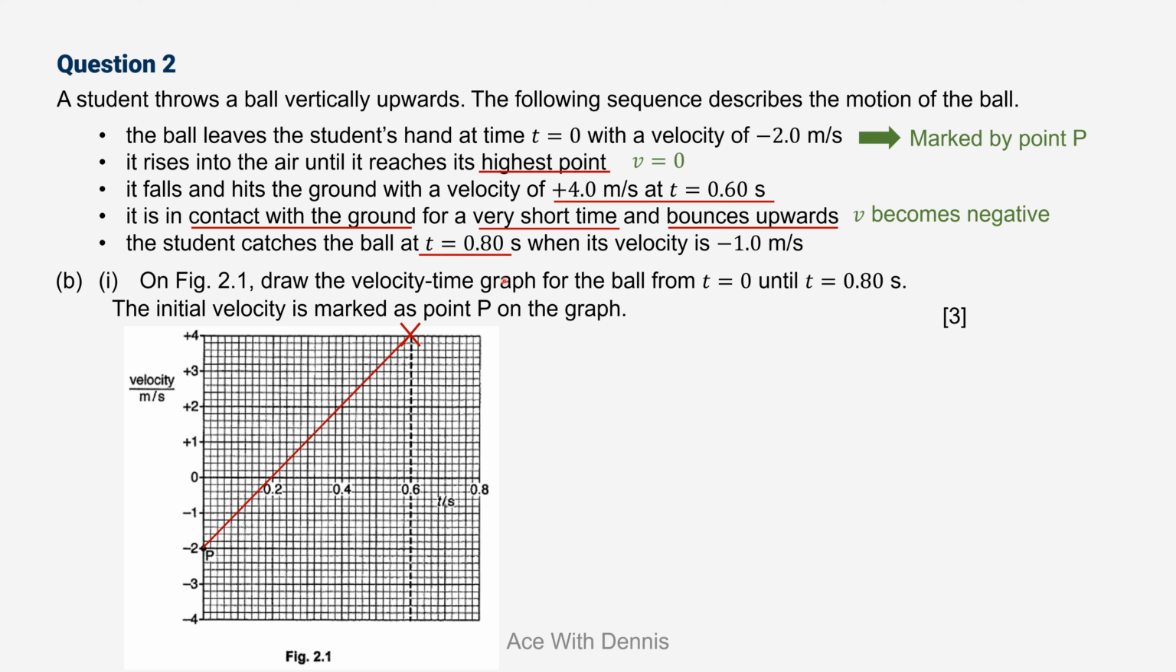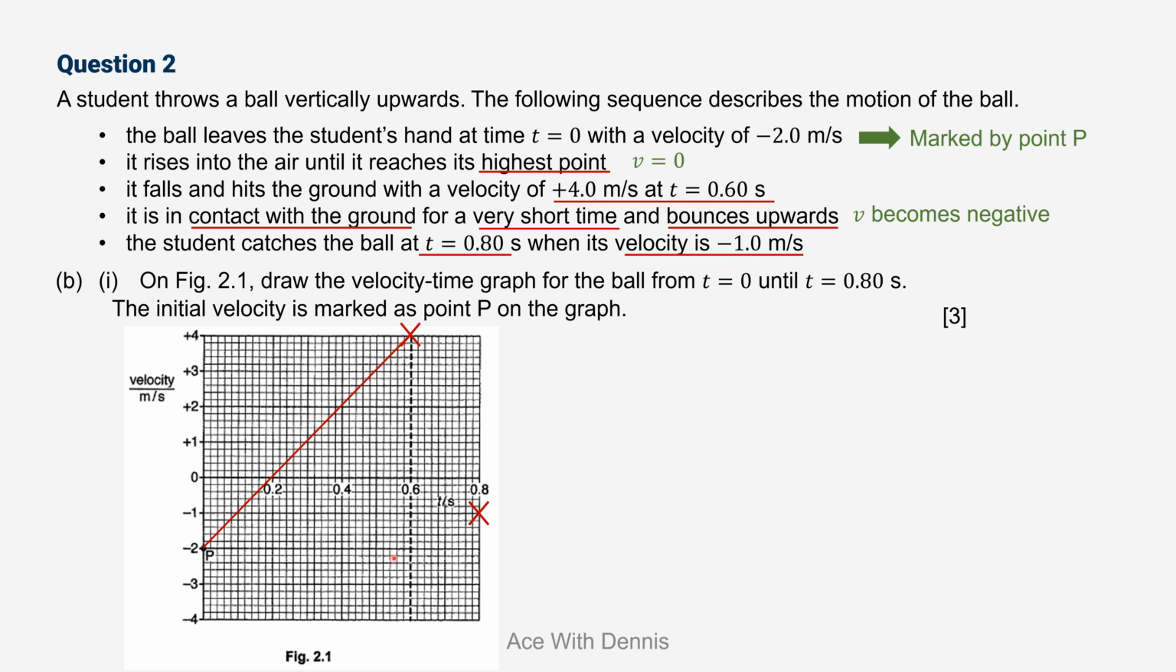Now move on to the next point. The student catches the ball at t equals 0.8 seconds when the velocity is negative 1.0 meters per second. Based on this information, I can plot this point over here. When time is 0.8 seconds, the velocity is negative 1.